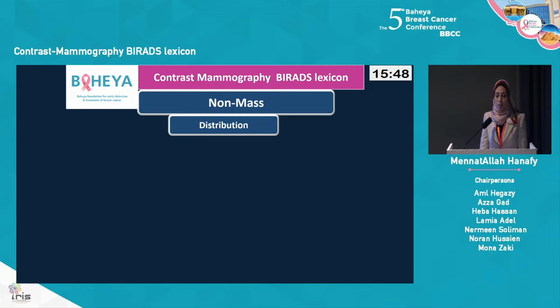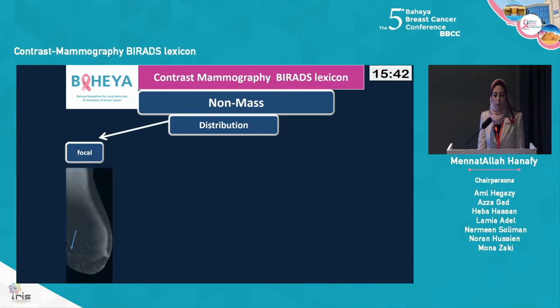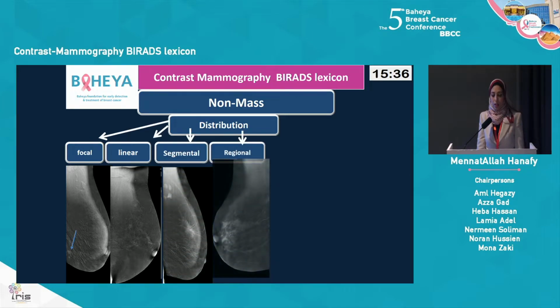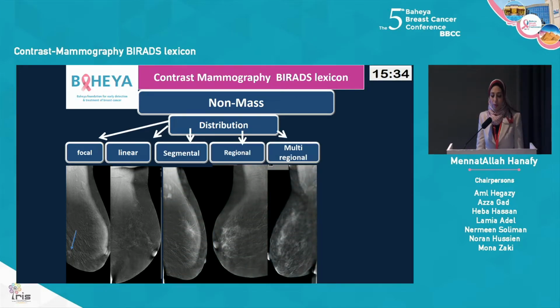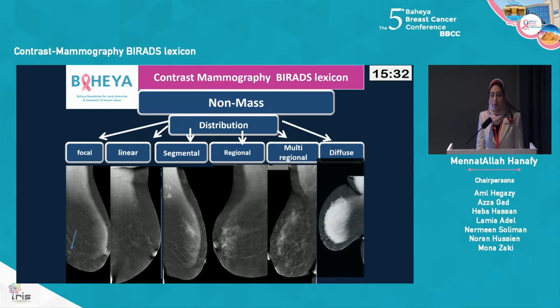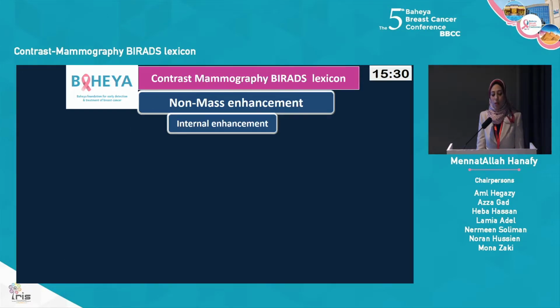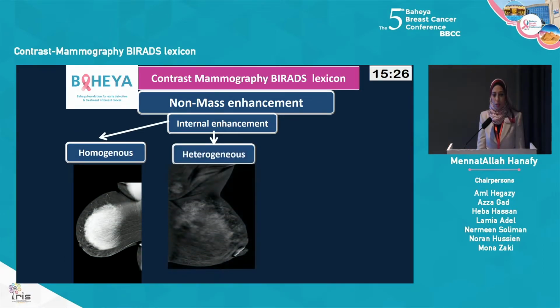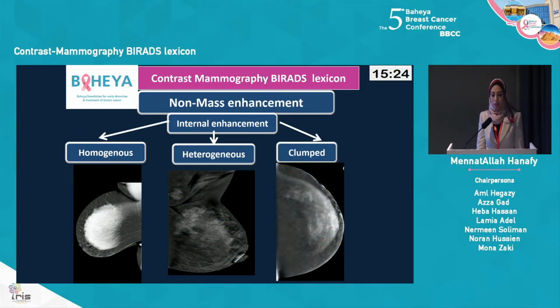The non-mass enhancement will be described according to its distribution and internal enhancement pattern. Distribution may be focal, linear, segmental, regional, multi-regional, or diffuse. The internal enhancement pattern may be homogeneous, heterogeneous, or clumped.